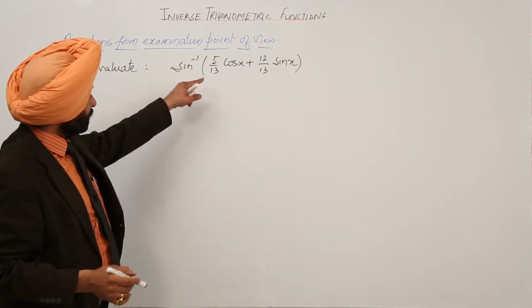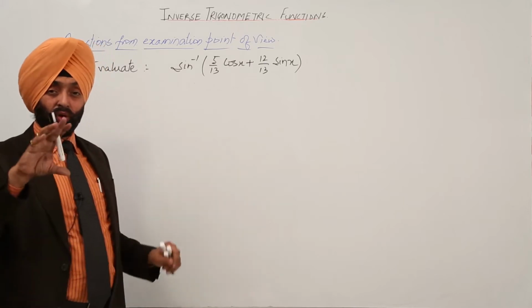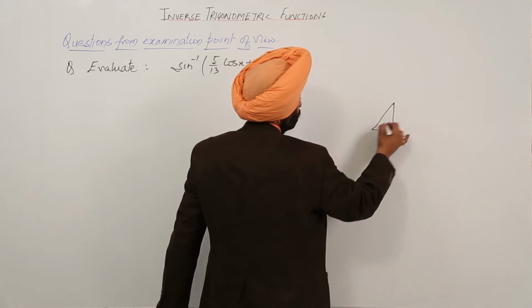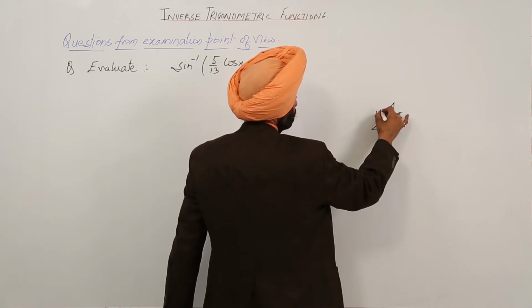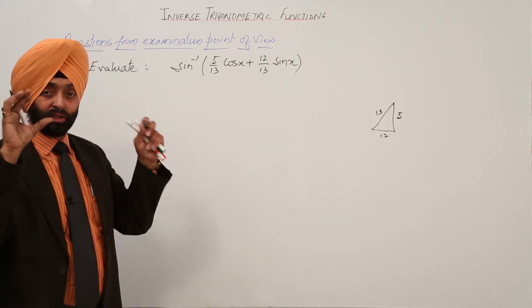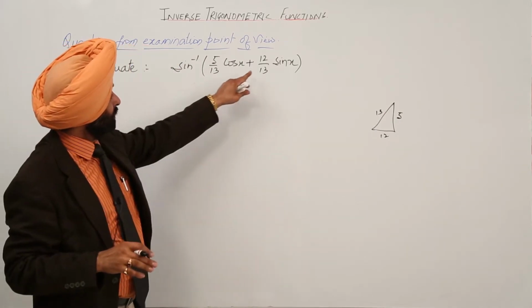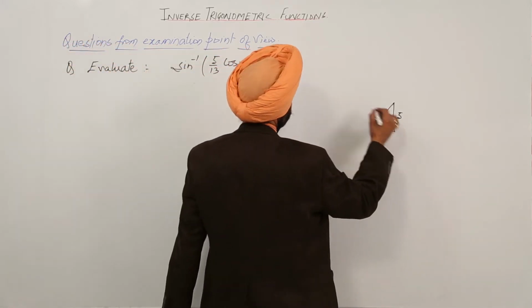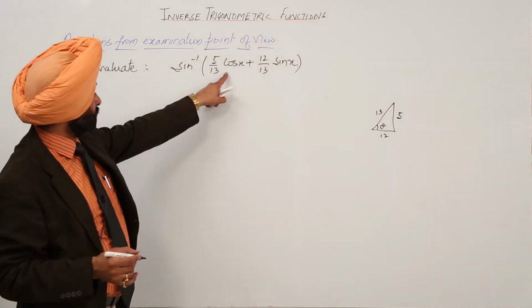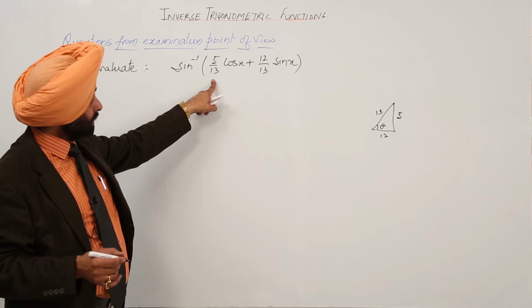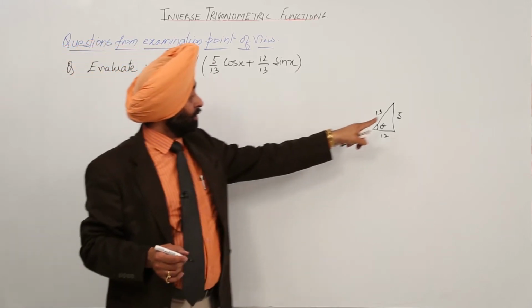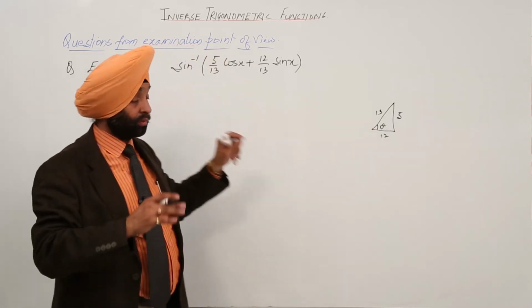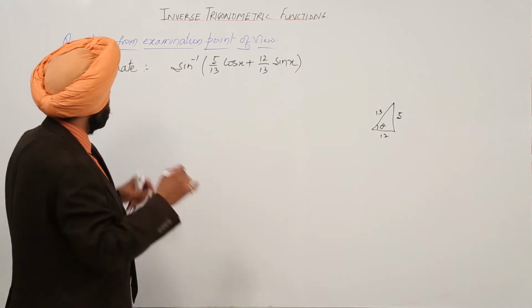What can we do now? 5 upon 13 and 12 upon 13, what does this resemble? It resembles a triangle with sides 5, 12 and 13. So directly something should come to mind with 5 by 13 and 12 by 13. What can we write? Suppose this is theta. If I change this to theta with sine, then 5 by 13 is sin theta and 12 by 13 is cos theta. Okay, keeping all these things in mind, now let's start.